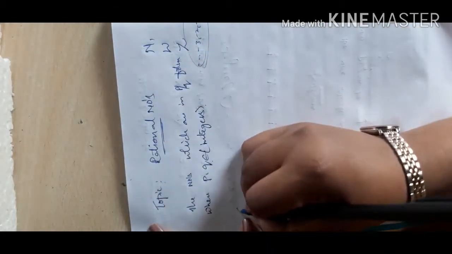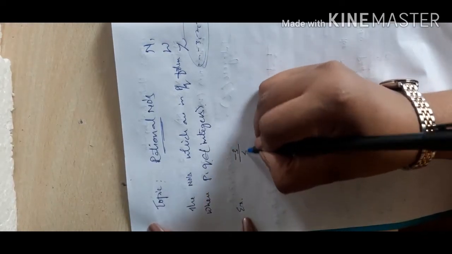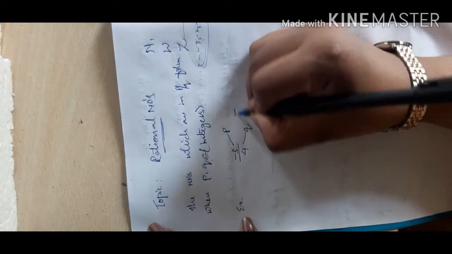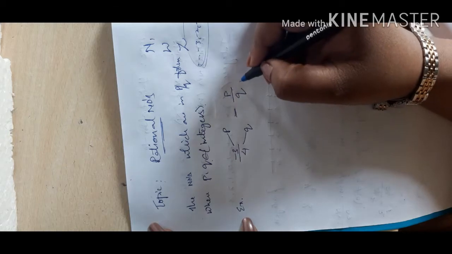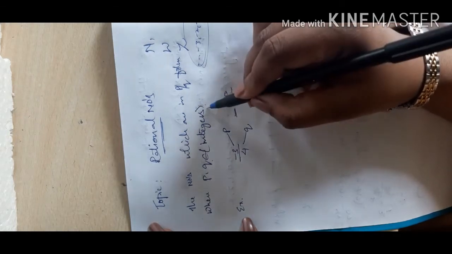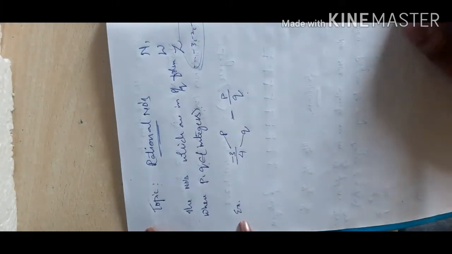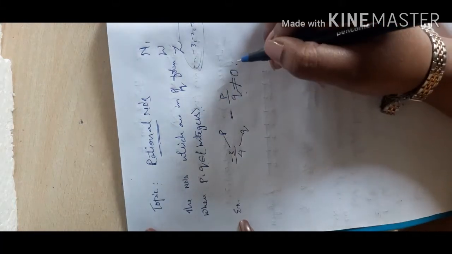For example, I am taking -3 by 4. So this is the p value and this is the q value. Don't you feel it is in the form of p by q? So any number which is in the form of p by q, where p and q belong to integers, is called a rational number. And you should not take q as 0.